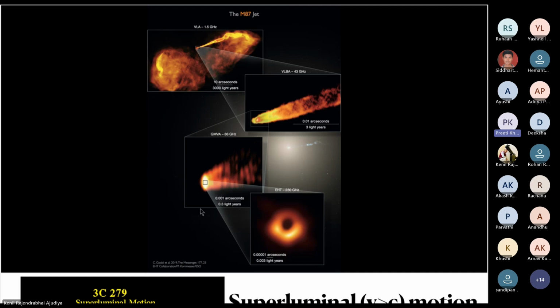And finally, you come to the Event Horizon Telescope, which is just a VLBI array, which operates at 230 gigahertz. So it's a bunch of some 7 radio telescopes working at 230 gigahertz, working together as a VLBI array. And when you have such high resolution, you are able to resolve the radio emission going around the black hole itself, and you see the black hole shadow. And so this was the first EHT image that came out, of this AGN called M87. Next slide.